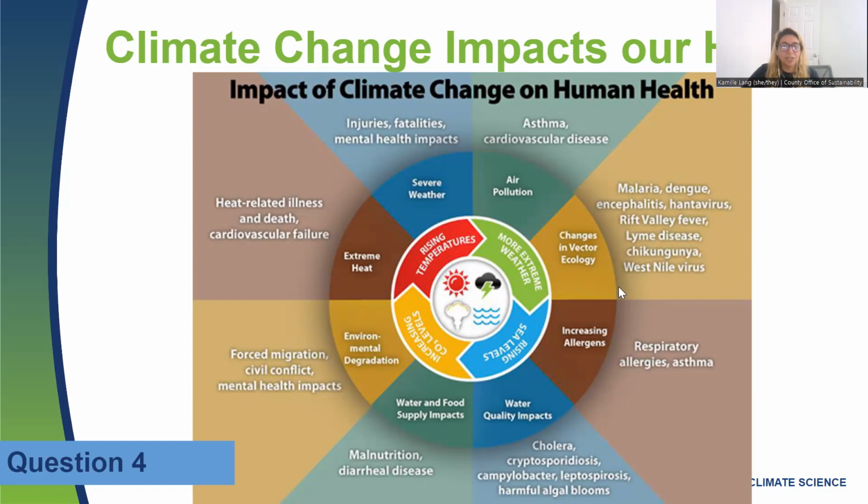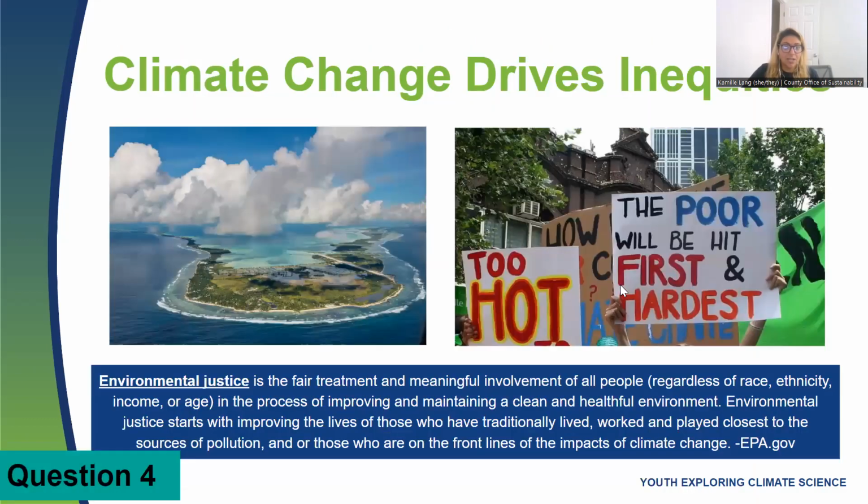So thinking about how climate change is going to impact society and equity, climate change also drives inequities. What I'm talking about with this is that climate change doesn't impact everyone exactly the same, no matter where you are on the planet, in the state, in San Mateo County. Climate change is going to impact you differently depending on where you are. Climate change is not doing this equitably either. And you can see on this slide, this is showing people protesting, saying that the poor will be hit first and hardest. And that idea we see happening all over our planet.